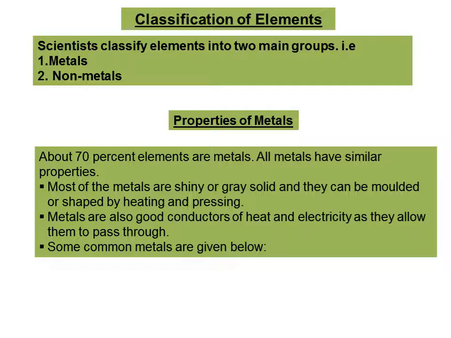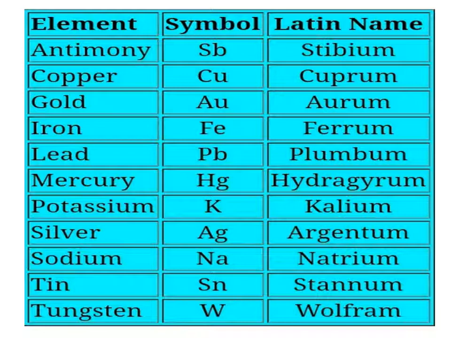So this is the first common property, that all the metals are shiny and gray solids and can be molded in any shape by heating and pressing. Metals are very good conductors of heat and electricity as they allow them to pass through. It is our common observation that very good conductors of electricity are also good conductors of heat energy. Some common metal elements are given in the table along with their symbols.